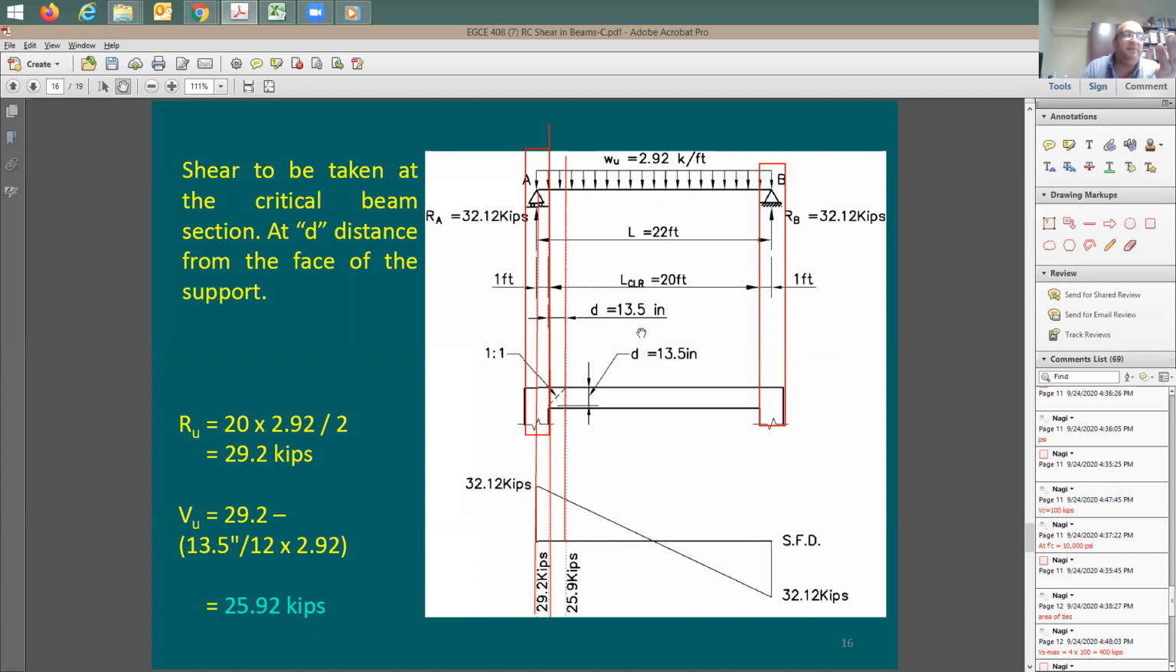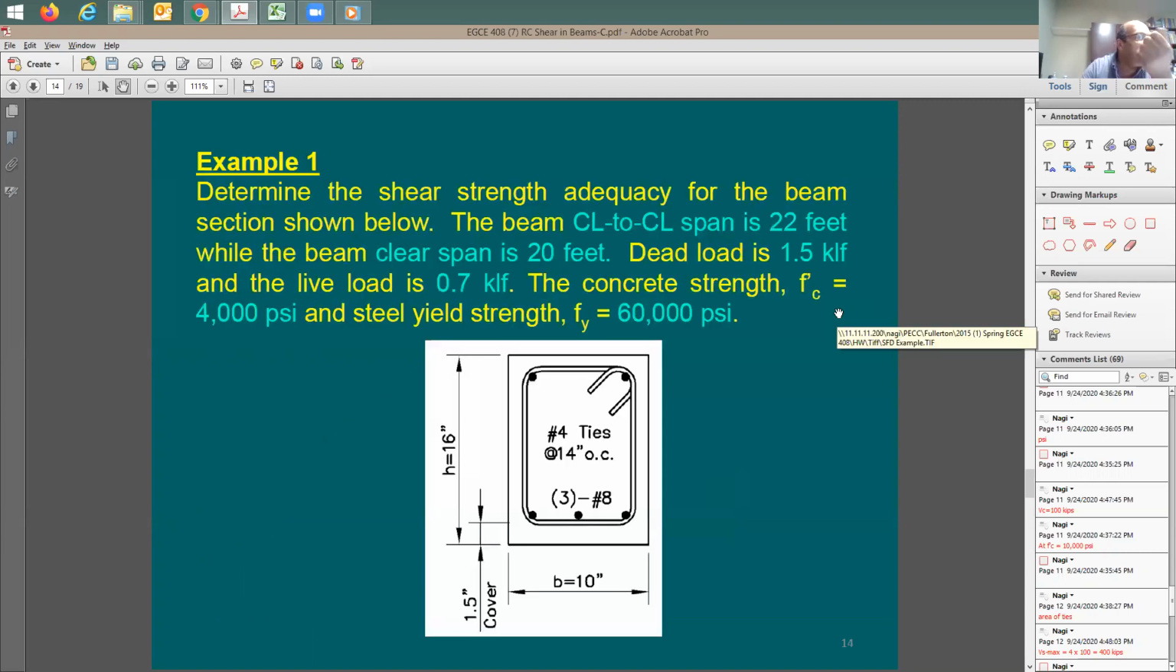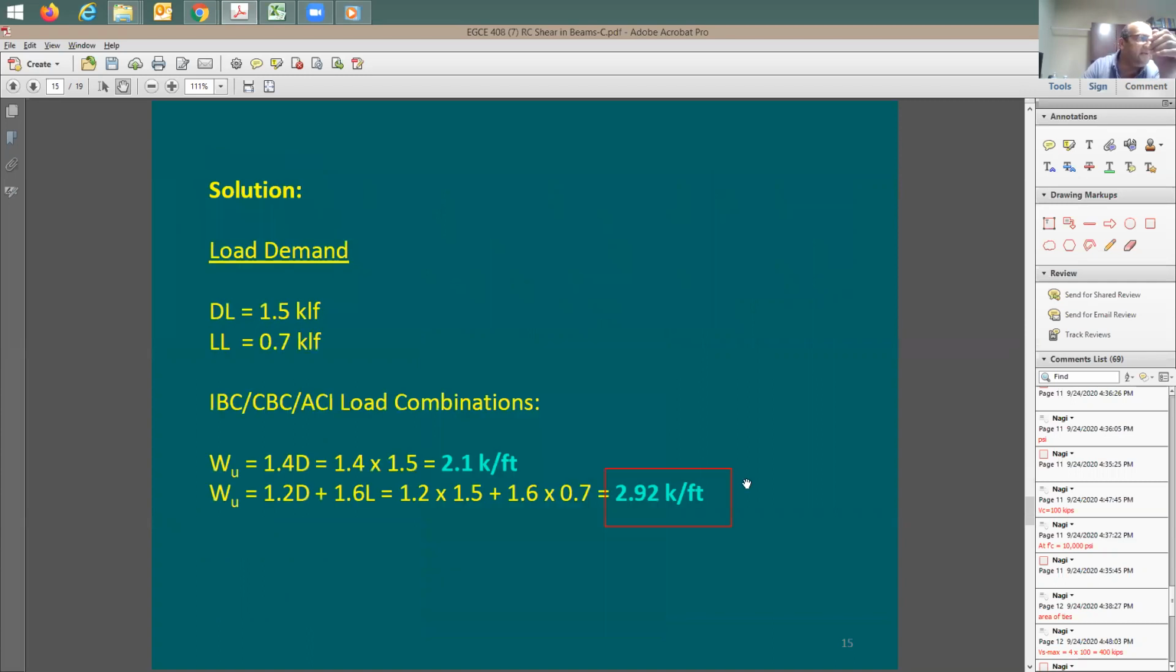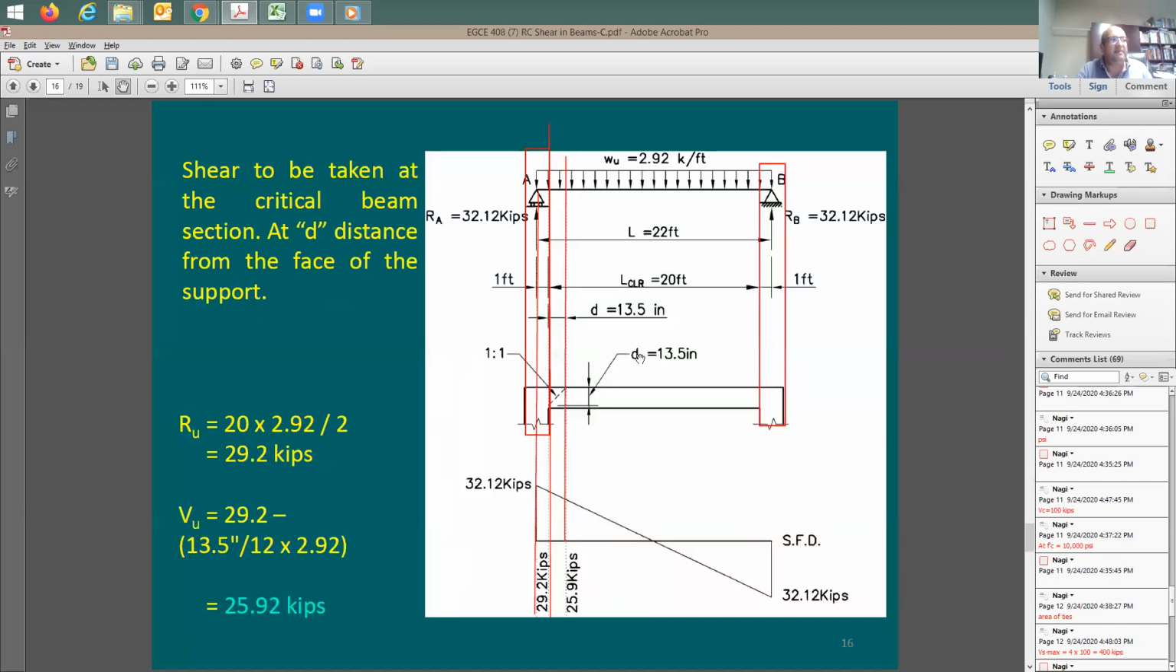I said, okay, how about D distance? It says here D equals 13.5 inch. Let me go back and check. Is it 13.5 inch? Yes, this is the one that we have done in an early stage in one of the slide sets. And we say 16 minus 1.5 minus 1/2 inch for the tie minus 1/2 inch for number 8. This is how I ended up with 13.5 inch. So I know that this D is going to be 13.5 inch. I'm going to be going here at the distance, 13.5 inch from face of support. And then you find out the shear. Now we have a better understanding of the shear diagram.